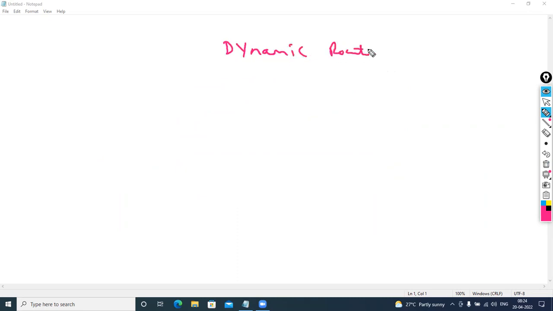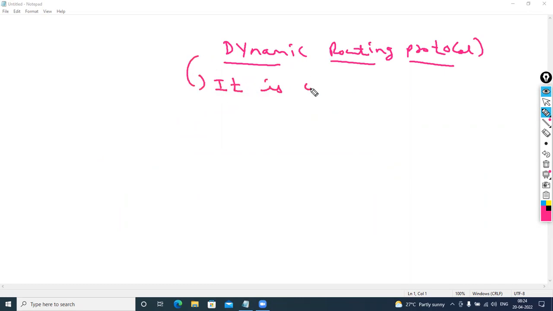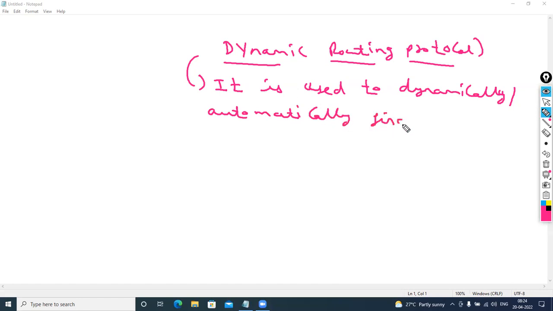Okay. Now, dynamic routing protocol. What do you mean by dynamic routing protocol? It is used to dynamically or automatically find the best path or optimal path to reach the destination.